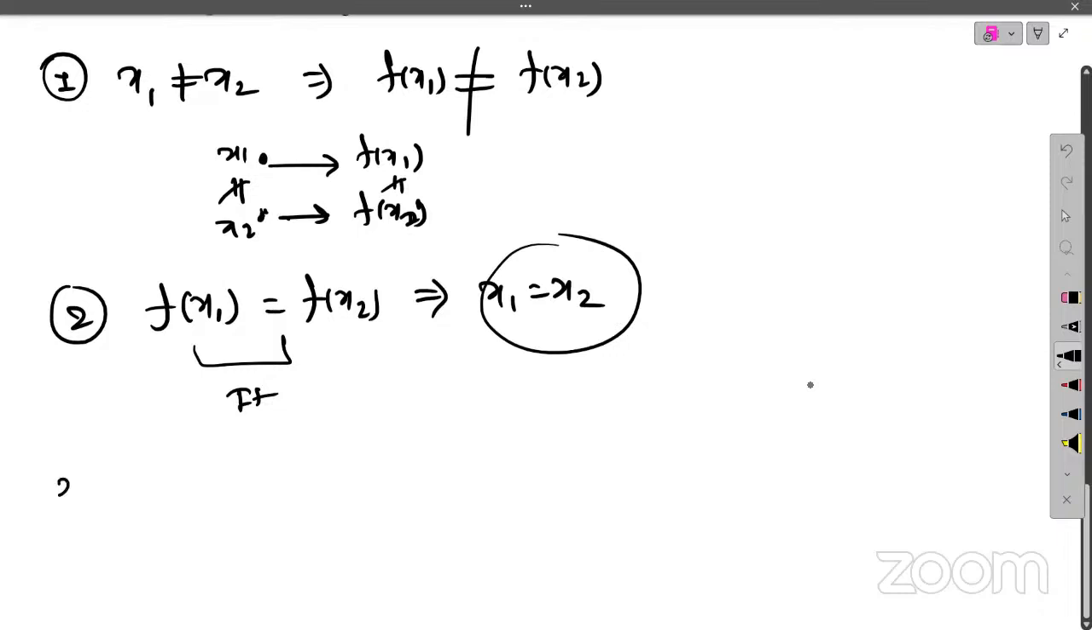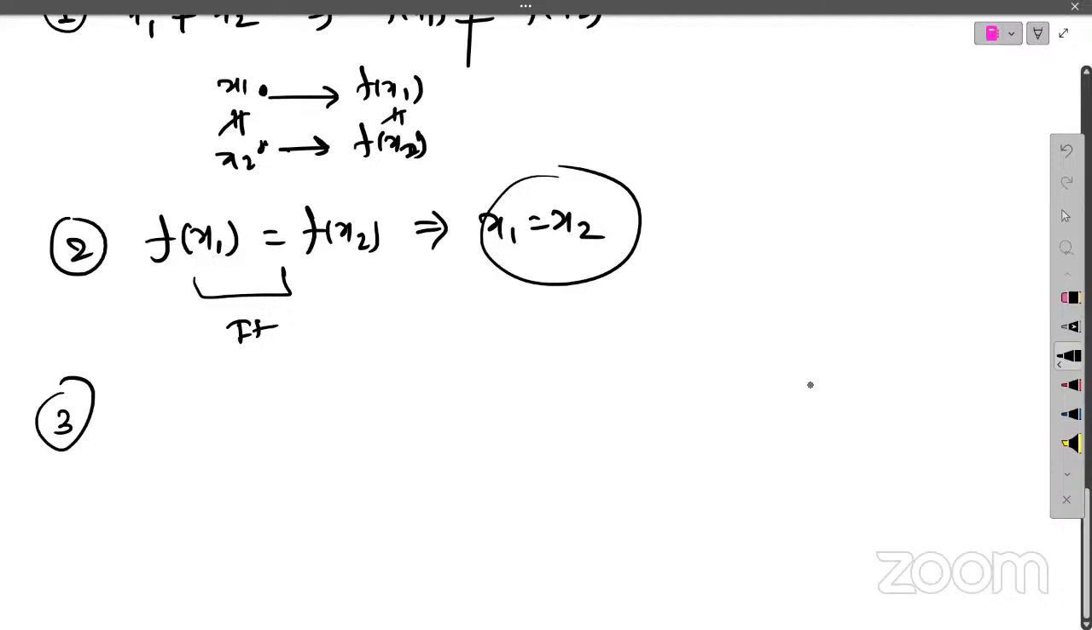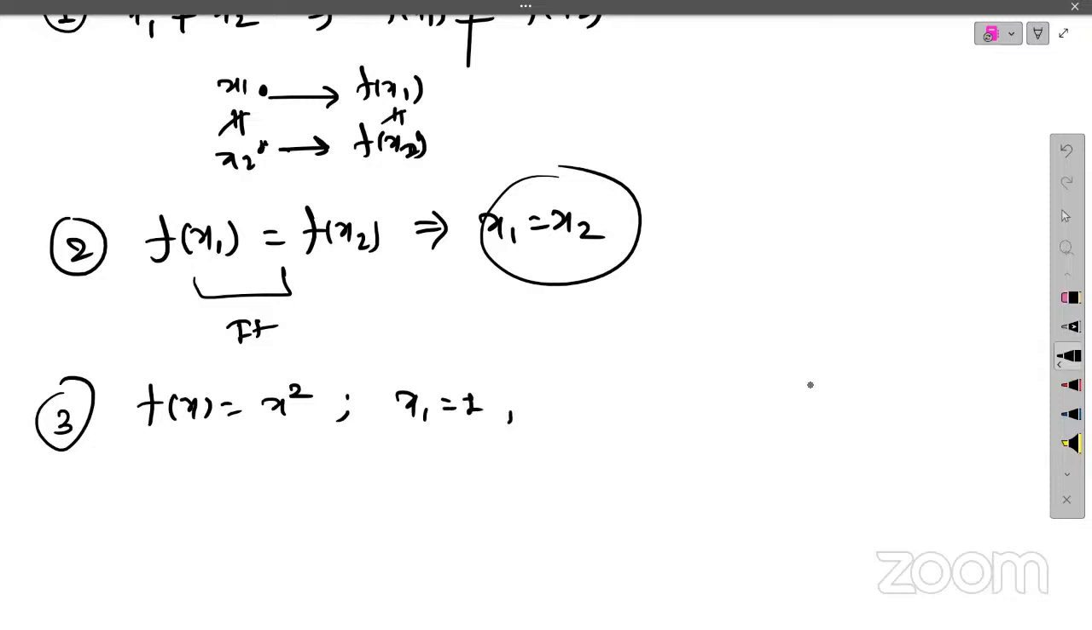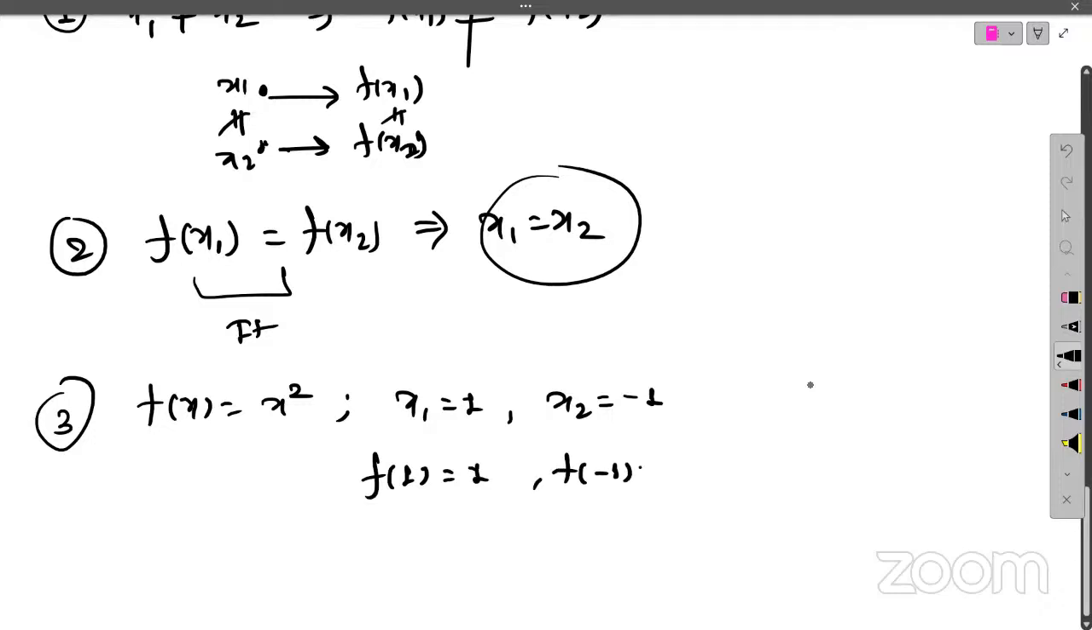The third is just by counterexample. Counterexample means if you find two inputs which are distinct but the respective output is the same, then such a function is not a one-one function. For example, in the case of f of x is equal to x squared, if you take x1 equal to 1 and x2 equal to -1, then f of 1 is equal to 1 and f of -1 is also equal to 1, because it's -1 squared.